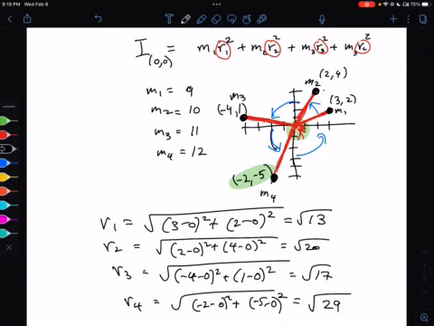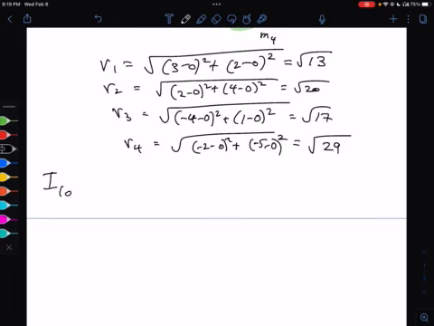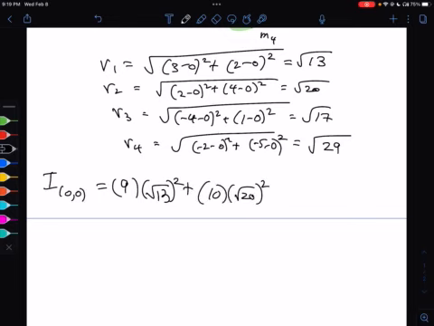So the formula is I'm supposed to take 9, 10, 11, 12 and multiply them by R squared. So the moment of inertia, if you're standing at the origin rotating, is 9 kilograms times root 13 squared plus 10 kilograms times root 20 squared plus 11 kilograms times square root of 17 squared, and lastly, I think it was 12 kilograms times square root of 29 squared. And this gives you one big number, whatever 9 times 13 plus 10 times 20 plus 11 times 17 and so forth is. So I'm going to type that into my calculator behind the scenes here.